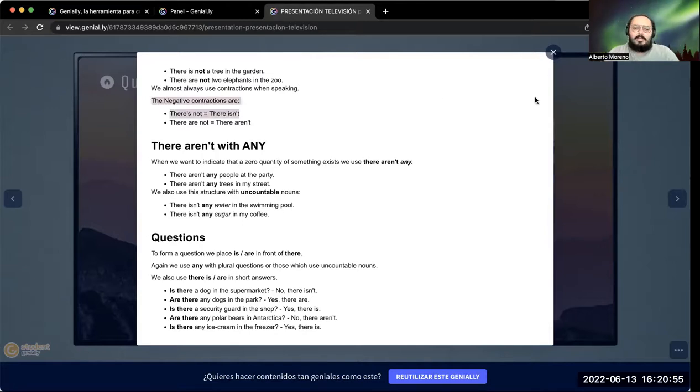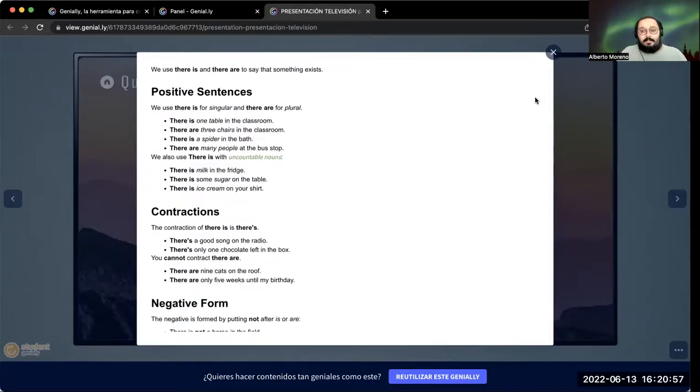Okay, chicos, there are los statements sobre cantidades. En español no tenemos esta distinción entre si es contable o no contable, pero en inglés sí. En inglés sí existe la distinción. Y bueno, ¿cuál es esta distinción? Bueno, la distinción es que vamos a utilizar there is para sustantivos no contables o para sustantivos contables en singular. Y vamos a utilizar there are para sustantivos contables en plural.